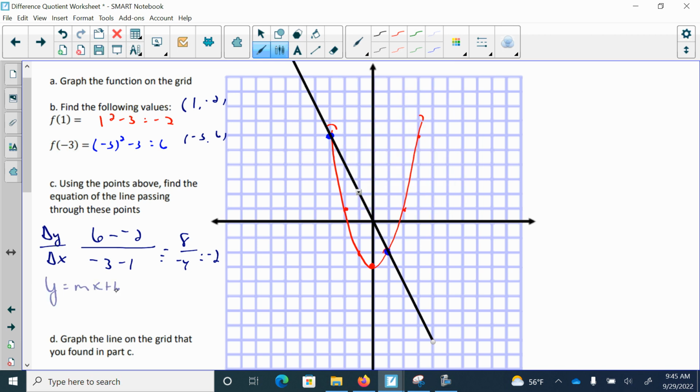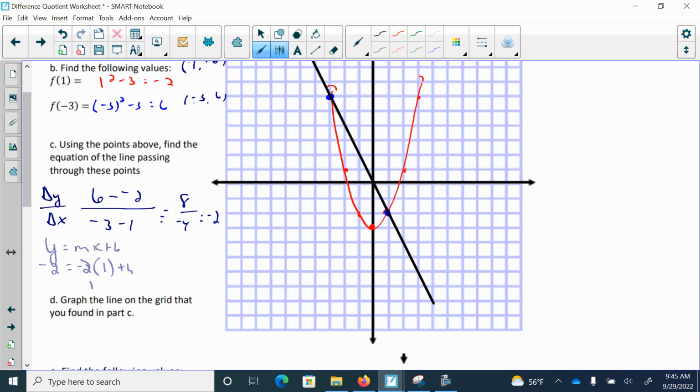So you're saying your slope is negative 2. You're picking one of these points. Which one did you pick? I have to pick either this one or this one. So you're picking one, negative 2. So my y is negative 2, my slope is negative 2, my x is 1, plus b. So I think I get 0, do I not? B is equal to 0. It looks like it's 0, so I'm going to go with 0. So the equation of the line is going to be y is equal to negative 2x.